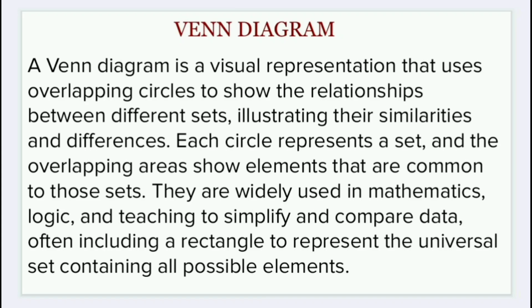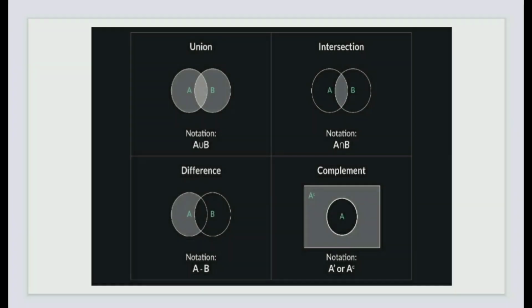The next, Venn diagram. A Venn diagram is a visual representation that uses overlapping circles to show the relationships between different sets, illustrating their similarities and differences. Each circle represents a set, and the overlapping areas show the elements that are common to those sets. They are widely used in mathematics, logic, and teaching to simplify and compare data, often including a rectangle to represent the universal set containing all possible elements.